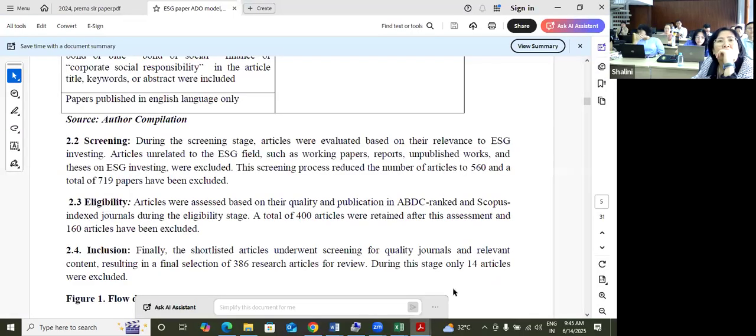The research methodology section, the tables and the figures and the diagrams, everything is clear for the research methodology section. Is it clear to all? Any questions, any queries? No? Is it all clear? Nice. Okay, so let me take you to other tables.